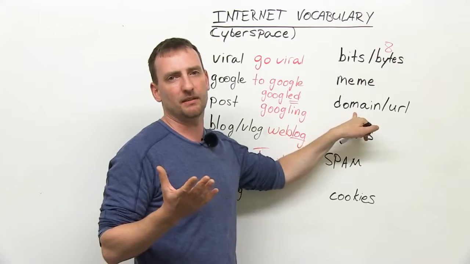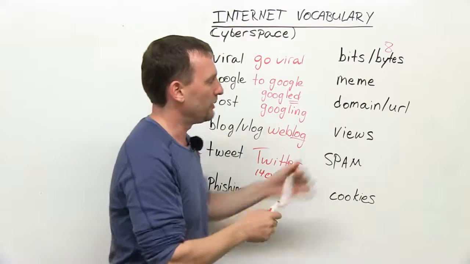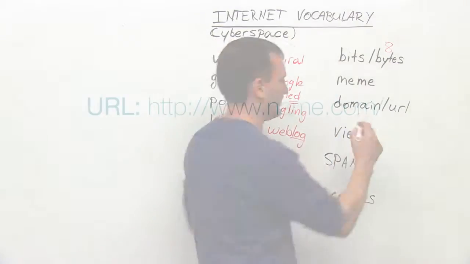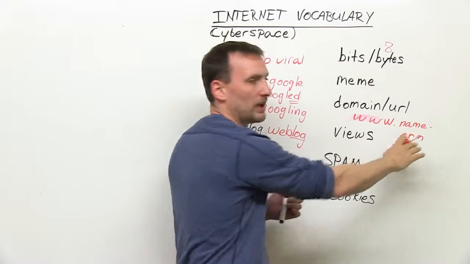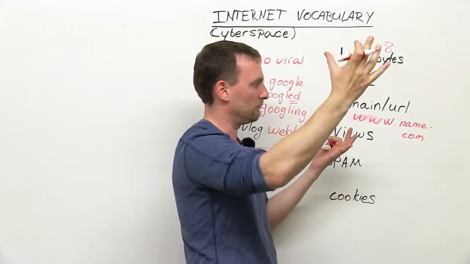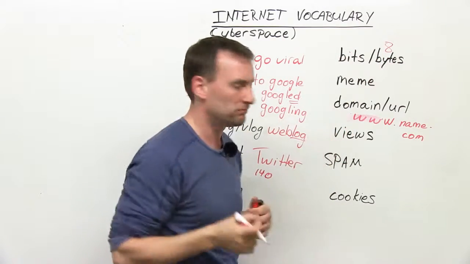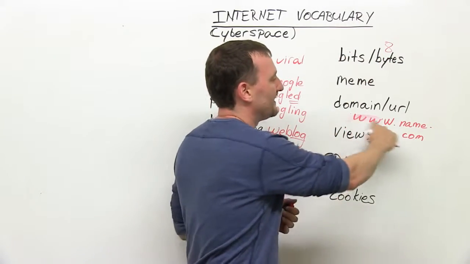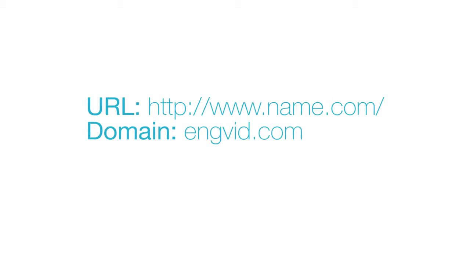Domain. Domain is basically a website. The URL is the address. So for example, www.name.com. So this whole line that you put in the top bar of your internet Explorer, whatever, Mozilla, Firefox, this is the URL, that's the address, and this is the domain.